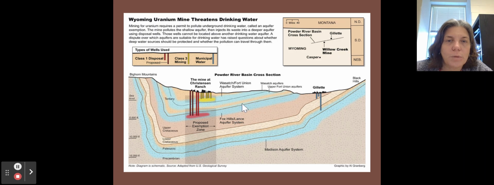So sometimes there are disputes about this, and sometimes there are questions about whether or not uranium mines could possibly threaten drinking water, depending on where the aquifers are and where the mines are.